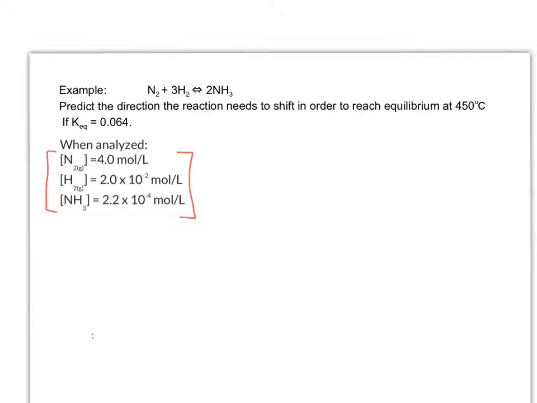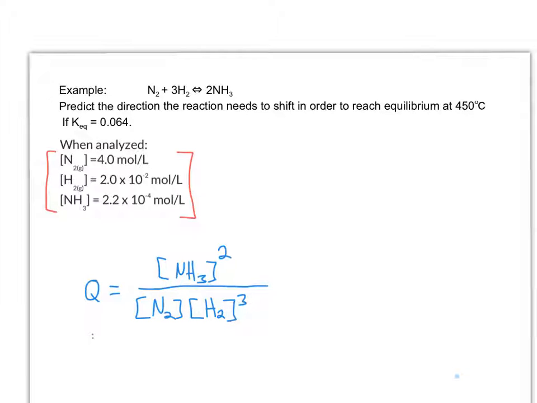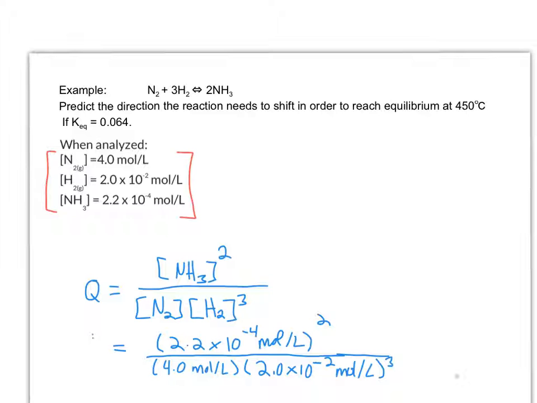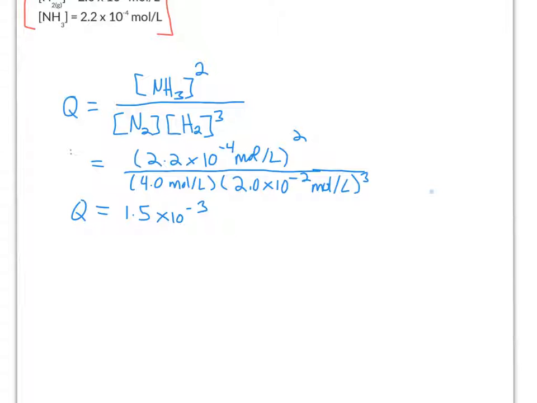In order to figure out the direction a reaction needs to shift, we need to calculate Q. Based on our general formula for Q, if we sub in our reactants and products for this reaction, our equation for Q is the concentration of NH3 squared divided by the concentration of nitrogen times the concentration of hydrogen cubed. If we sub in our concentration values, we get 2.2 times 10 to the negative 4 mole per liter squared, divided by 4.0 mole per liter times 2.0 times 10 to the negative 2 mole per liter cubed. If we do the math, we get Q equals 1.5 times 10 to the negative 3.